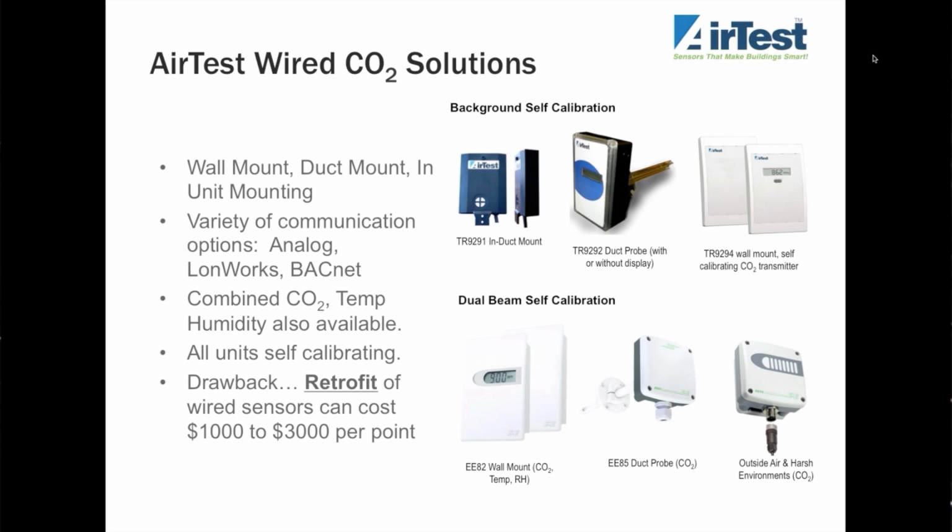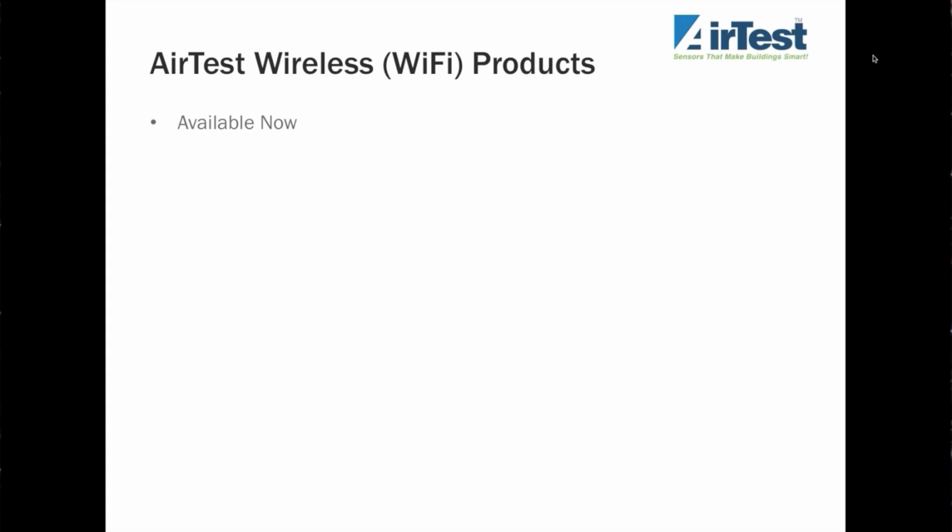Now, the biggest drawback that we've seen is with wired sensors, which are used in most new buildings today. When we get to retrofitting a building, often the cost of installing wiring after the fact is very expensive. In fact, it can be $1,000 to $3,000 per point. And as a result, just a few months ago, we actually introduced the very first family of wireless sensors, including the absolutely first wireless CO2 sensor.